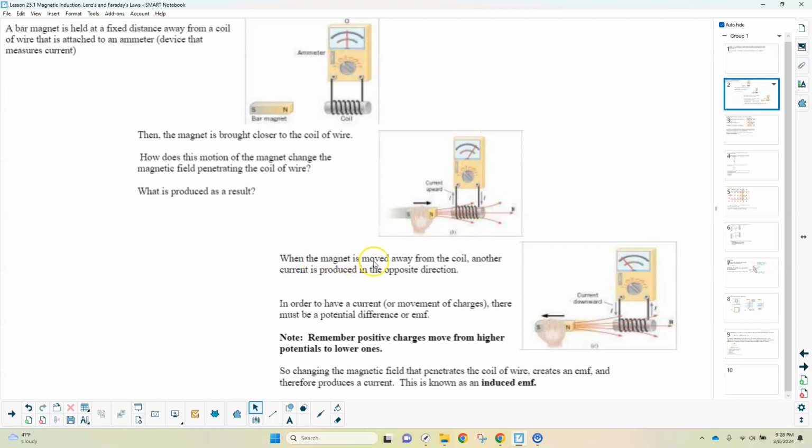Then it says when the magnet is moved away from the coil, another current is produced in the opposite direction. So if we take this magnet and move it away from the coil of wire, we get another current, and it's in a different direction.